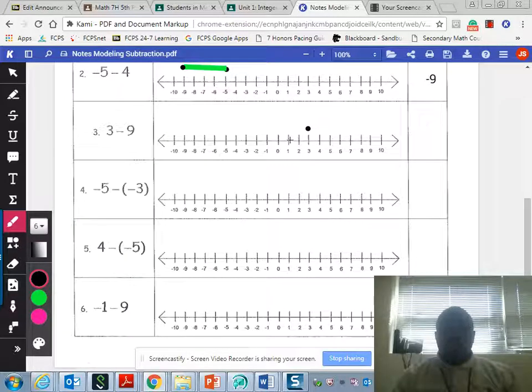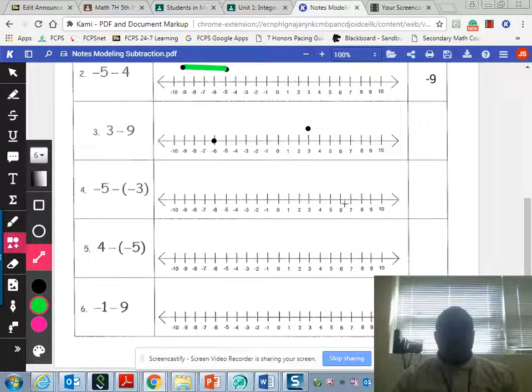So 1, 2, 3, 4, 5, 6, 7, 8, 9. Sorry, I messed that up. We're going to subtract 9 spaces: 1, 2, 3, 4, 5, 6, 7, 8, 9. We end up at negative 6, and we can show this on the number line. Let me go ahead and draw it by simply connecting the dots and showing where we end up.